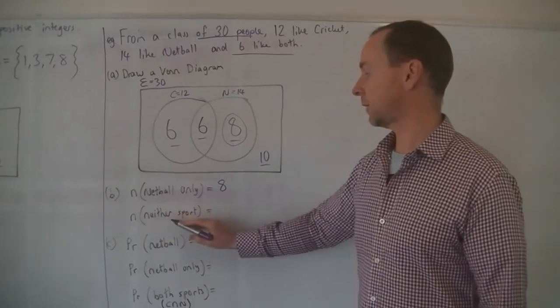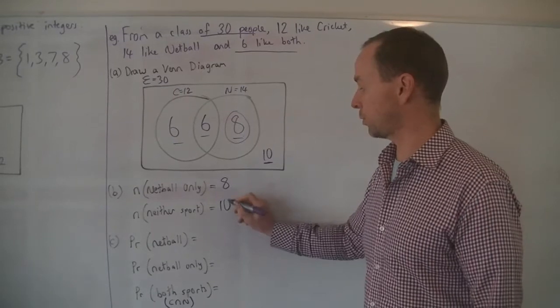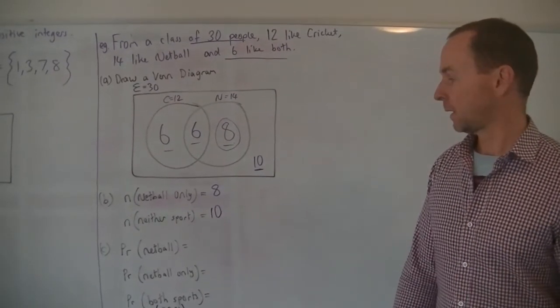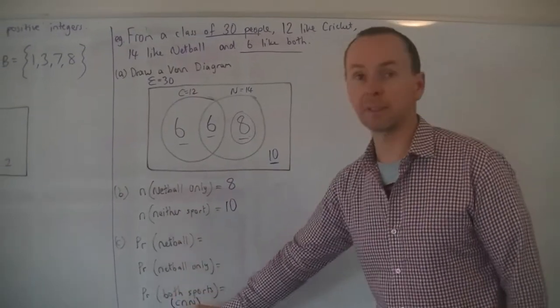Now, how many like neither sport? Remember we talked about that? There's 10 people there that like neither sport. So it's 10. Now the next ones, see these are numbers, the number of people. The next ones are probabilities.